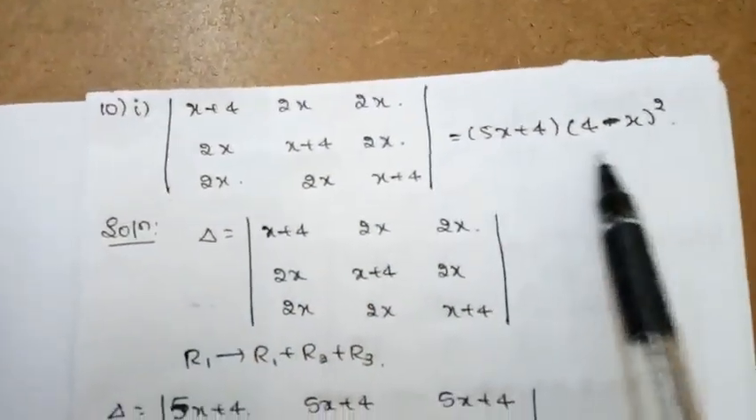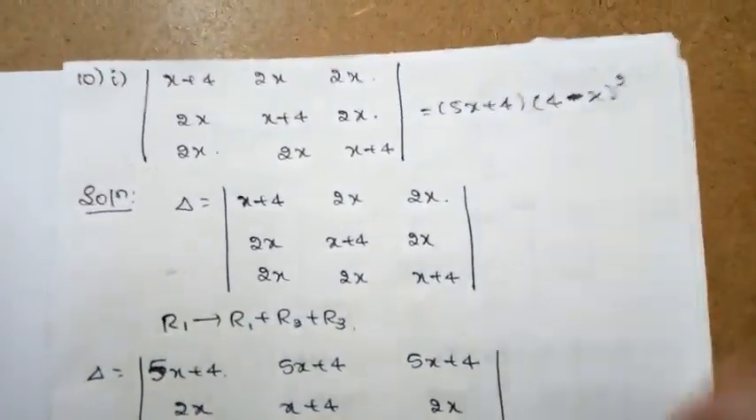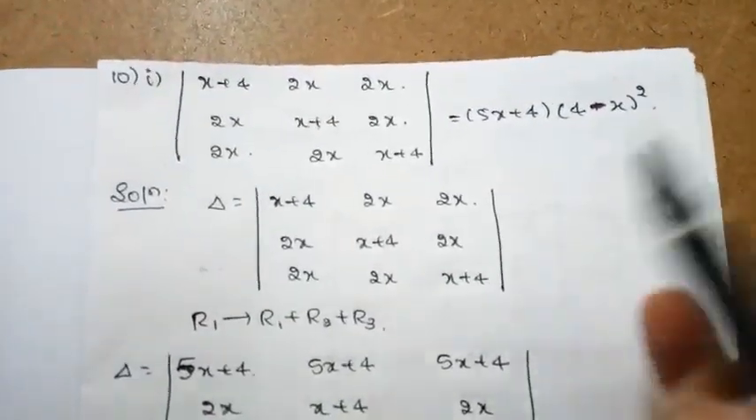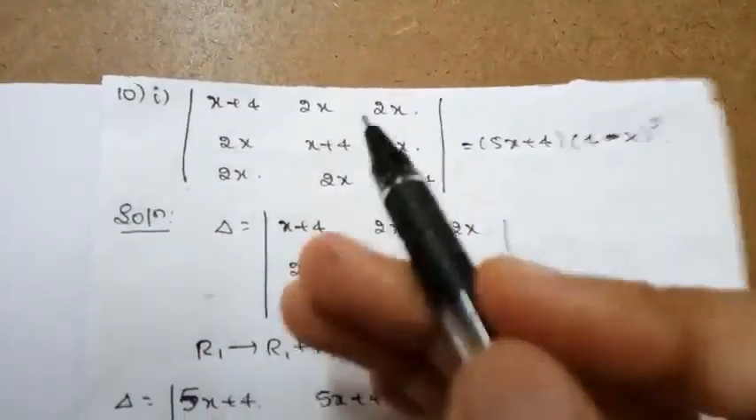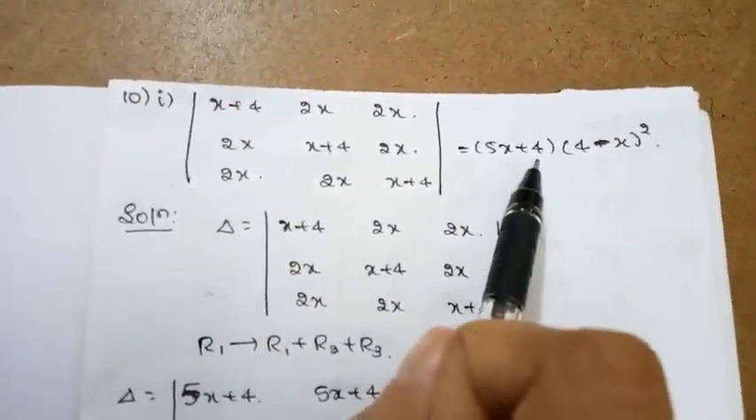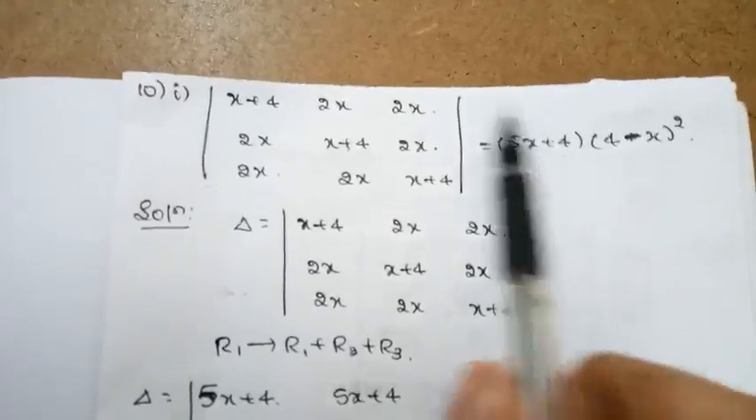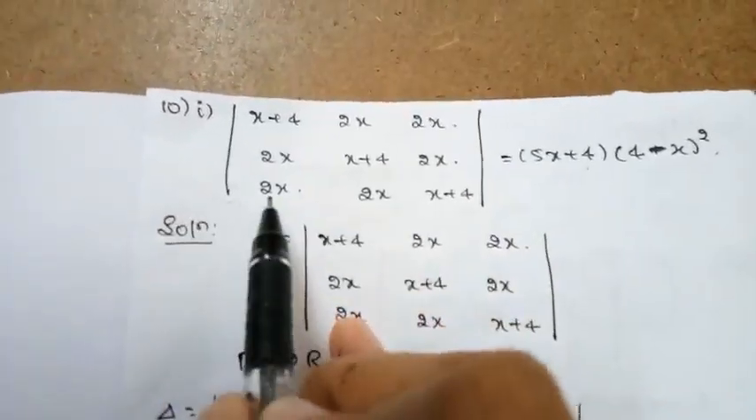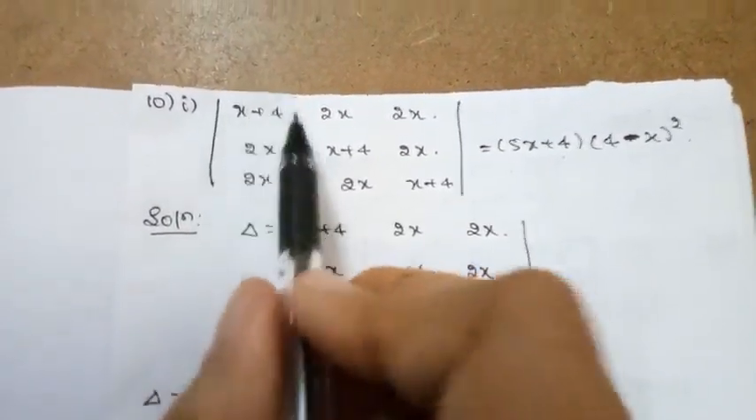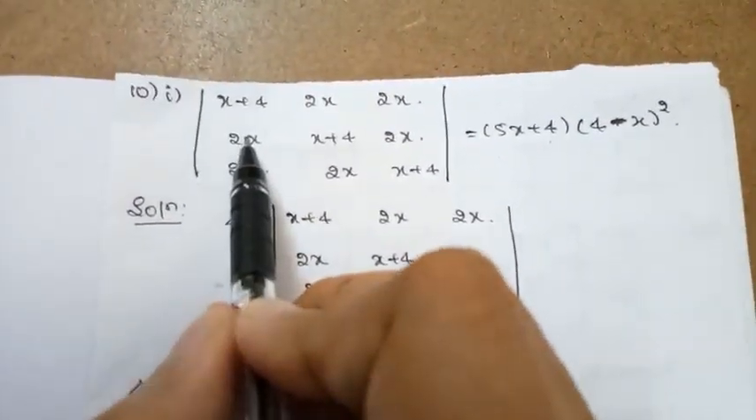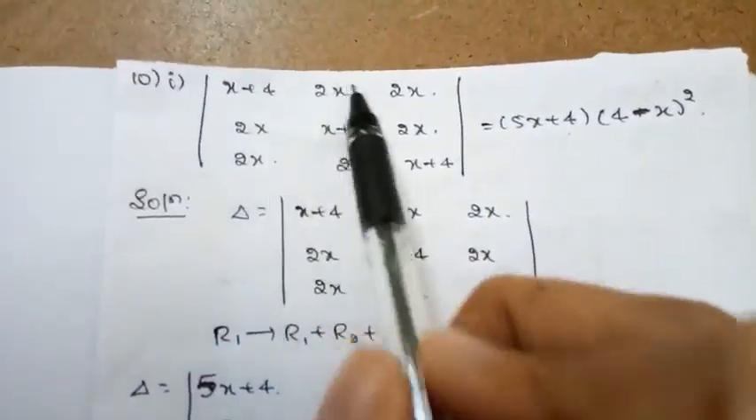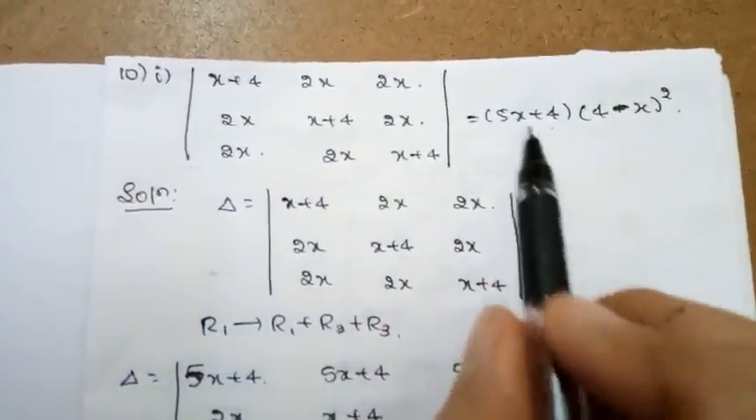So this is the next question. We need to show that the determinant of this one is equal to 5x plus 4 into 4 minus x whole square. As I said, usually by looking into the RHS, which row operation? See here 5x plus 4 is there. So you can think, how can we achieve any one of these terms? See here we are having 2x, x plus 4, 2x, 4x, 5x plus 4. So if I add all the three elements of the rows, we are going to get this element.